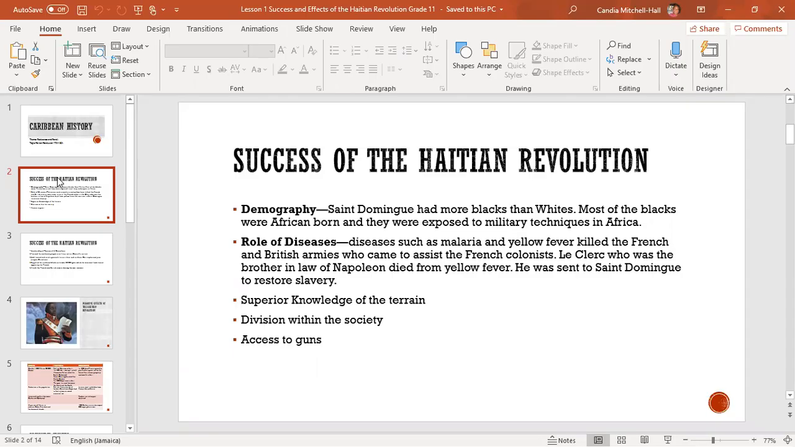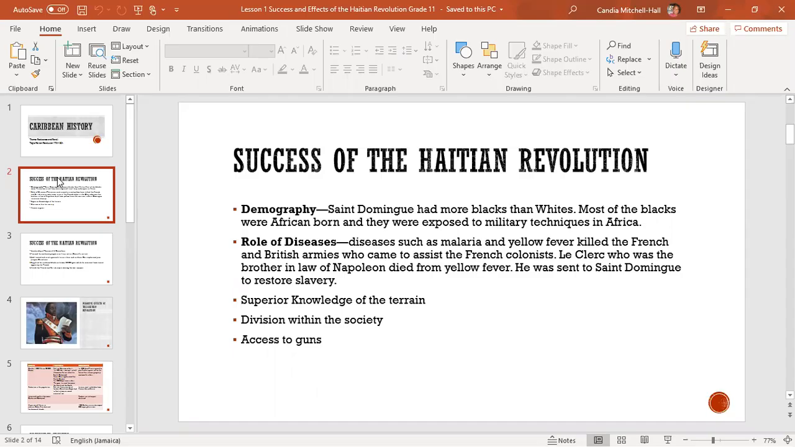The reason it was successful was because the African-born enslaved people were exposed to military tactics in Africa. So they brought those military tactics to Haiti, and most of the colony of Saint-Domingue was actually made up of African-born slaves.